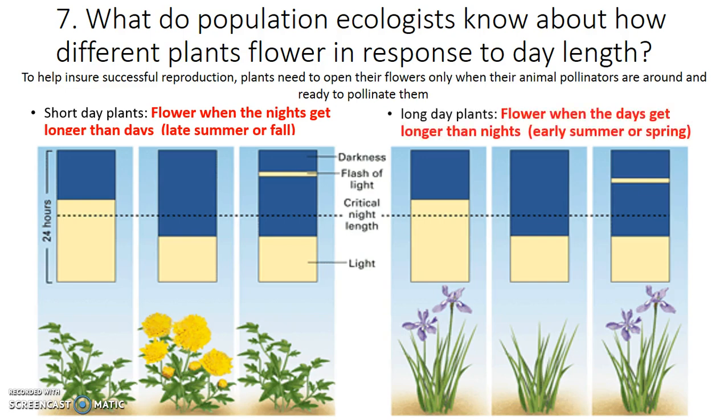The opposite of that are long day plants. Plants that flower when the day length is long. This would be early summer or spring. Again, these plants will flower during flashes of light at night, or when the length of day is longer than night. Long day plants flower when daylight is long. Short day plants flower when daylight is short. This is because their pollinators are flying at the times of year that these day lengths would correspond to.